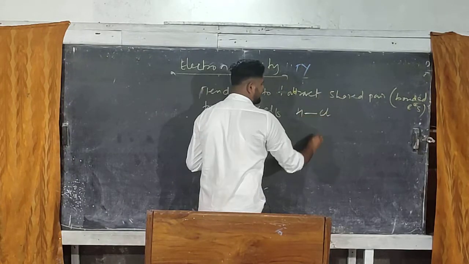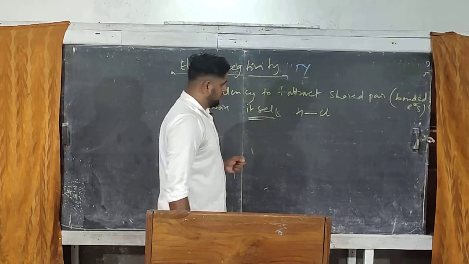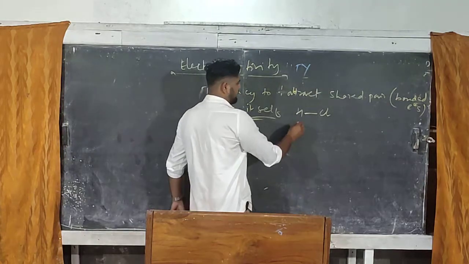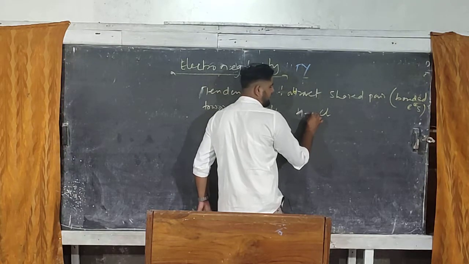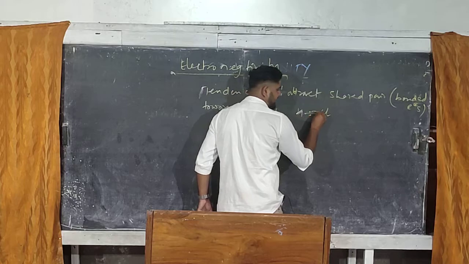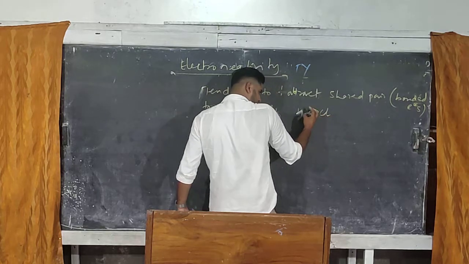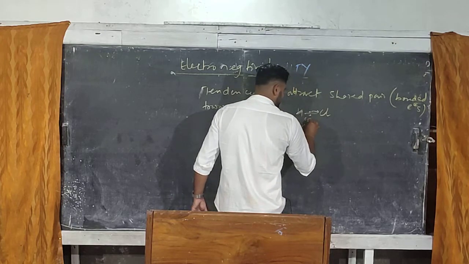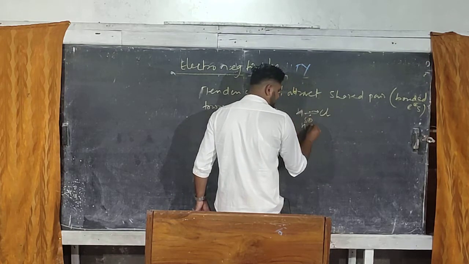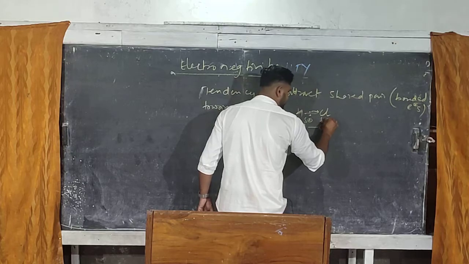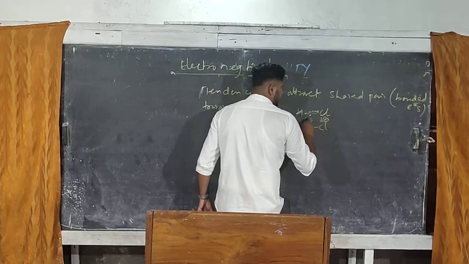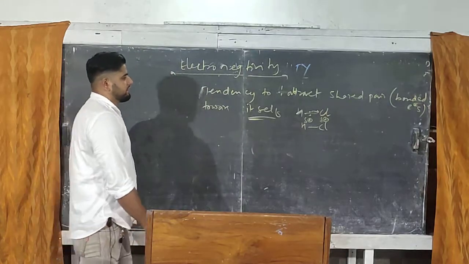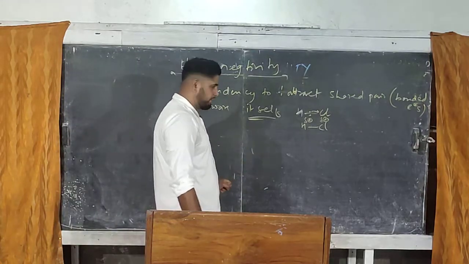Since chlorine has higher electron affinity than hydrogen, the bonded electrons will shift slightly towards chlorine. Chlorine pulls these two electrons towards itself, forming a slightly positive charge on hydrogen and a slightly negative charge on chlorine. So this phenomenon is called electronegativity, the electron attracting property.